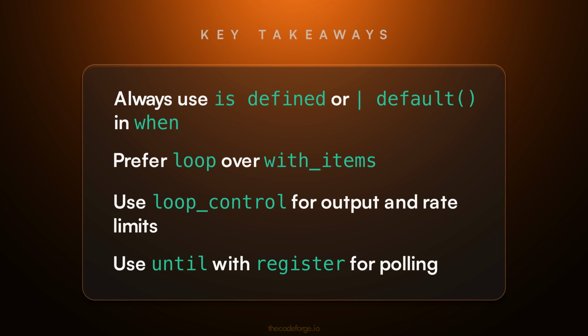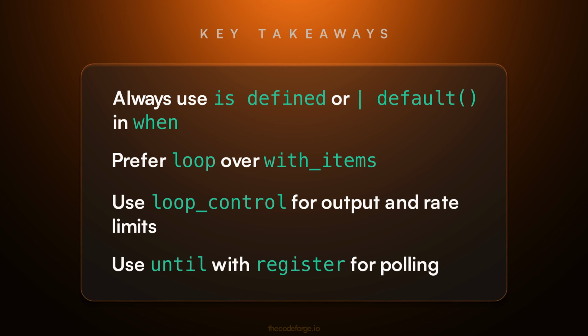Let's recap the key takeaways. Always use is defined or default. In when, prefer loop over with_items. Use loop_control for output and rate limits. Use until with register for polling.